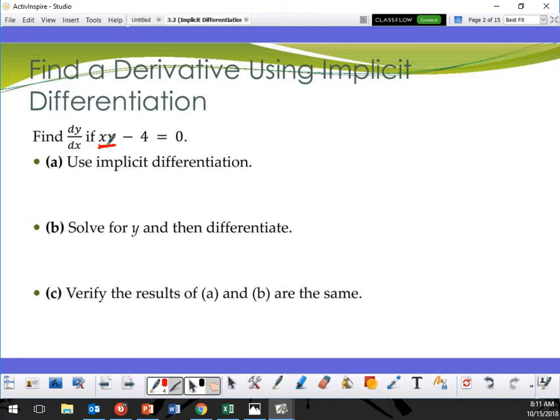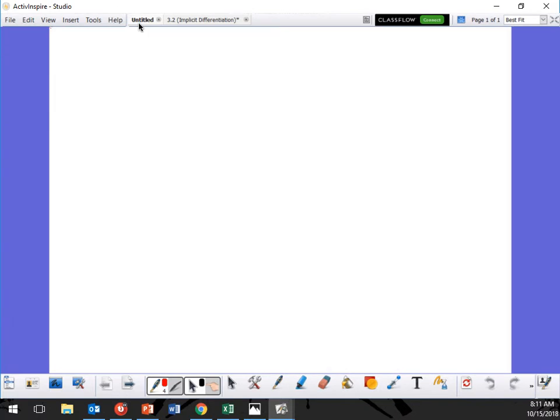Multiplication. Thank you. That's what we're looking for. Multiplication is happening in between those two items. So we're going to take those and break it up. So xy minus 4 equals 0. So this is implicit differentiation.